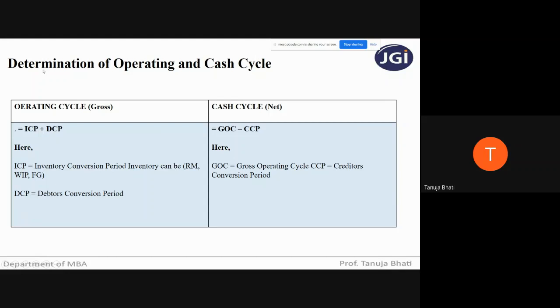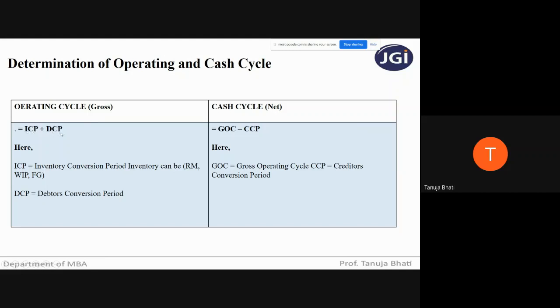Okay. Next, let us put whatever I've explained into a formula. If I have to derive a formula from the explanation that I've given, let us see how it is. Now we will see the operating cycle, which is also called the gross operating cycle, and the cash cycle, which is also called the net operating cycle. So let us see the formula.